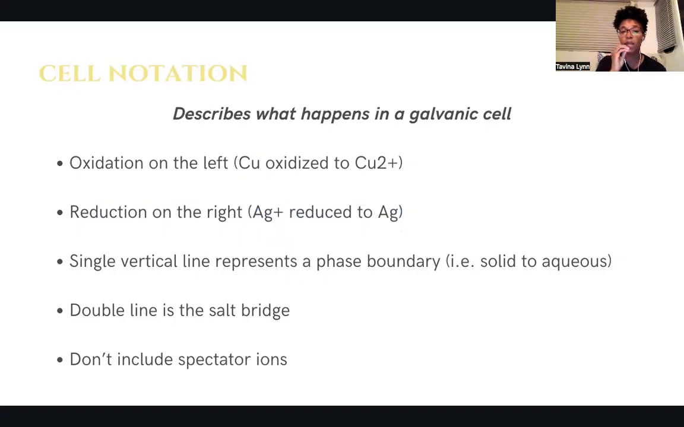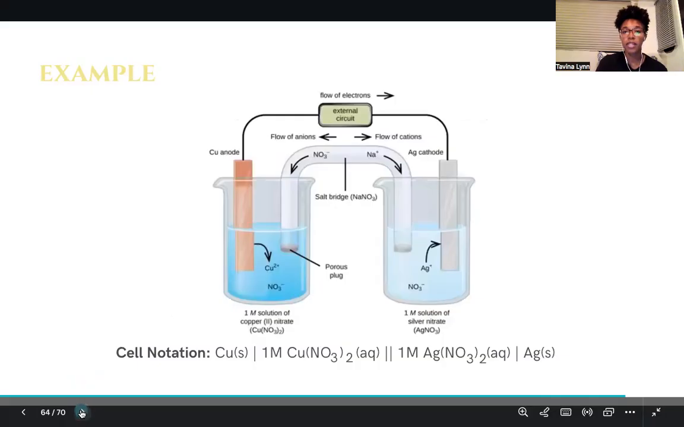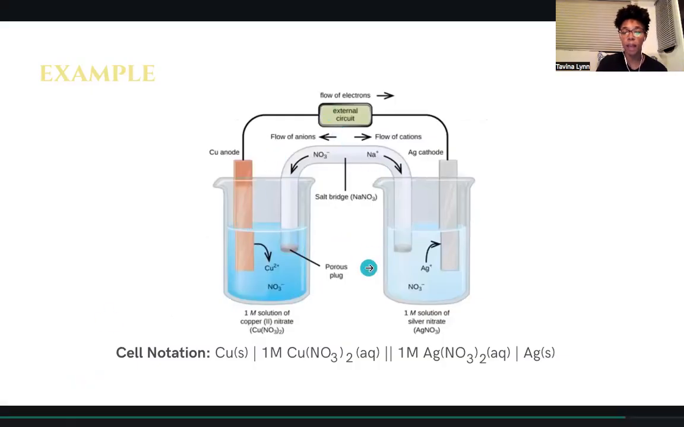We write a double line to denote our salt bridge, and we don't include spectator ions. What I mean by that is we only focus on the ions that are being oxidized or reduced. Okay, so let's look at an example. Let's go back to the same example that we had with copper and silver.